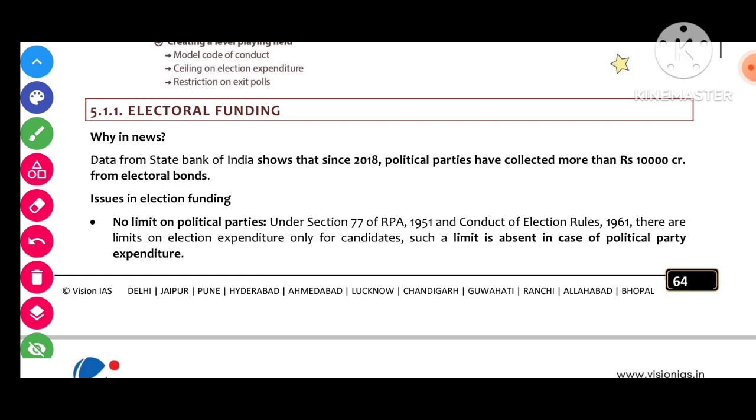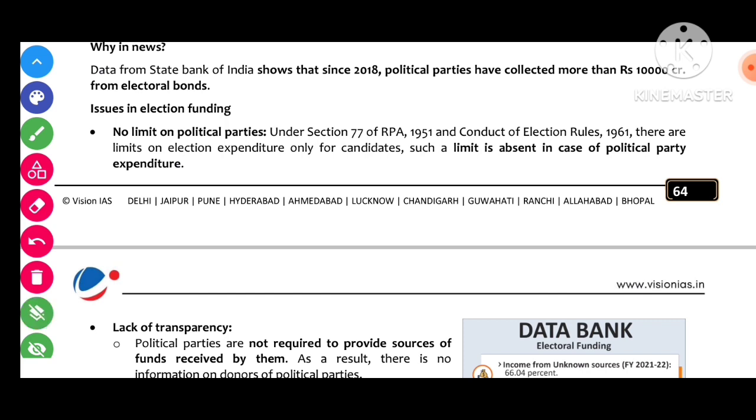Okay, electoral bonds are issued by the Election Commission of India, and donated by an anonymous person through cash or through the online system. And electoral bonds can be issued only by one bank, which has branches in Delhi, New Delhi, okay, in SBI branches. So here are the issues in election funding.